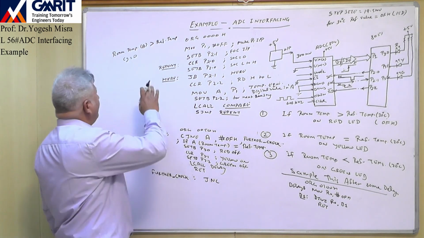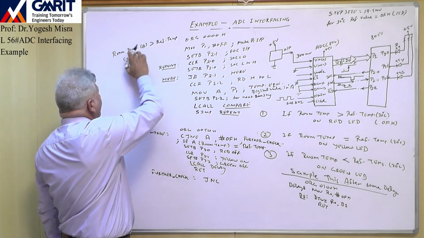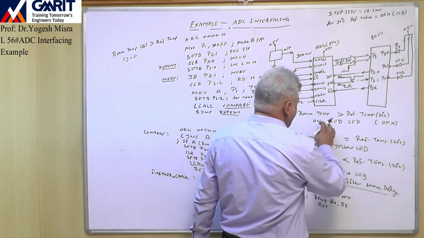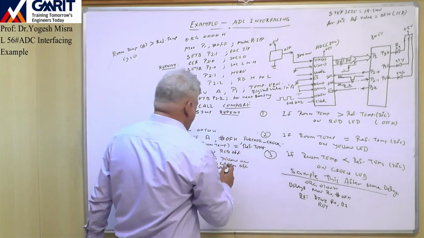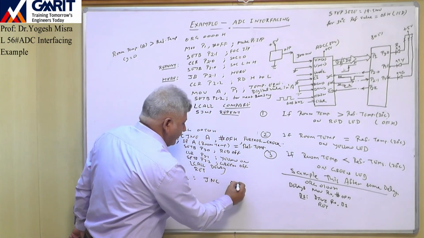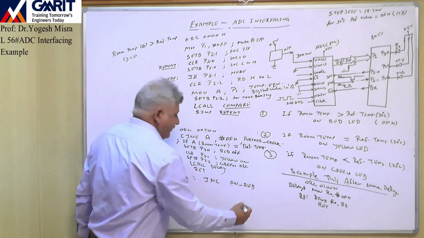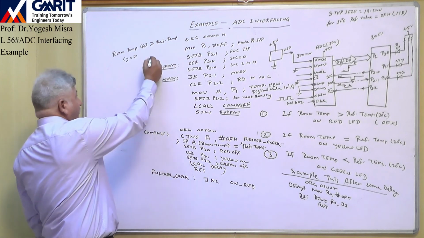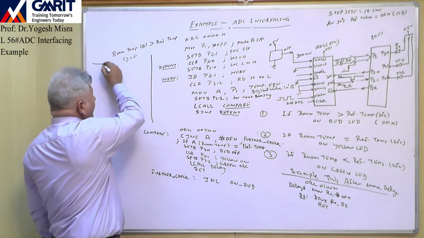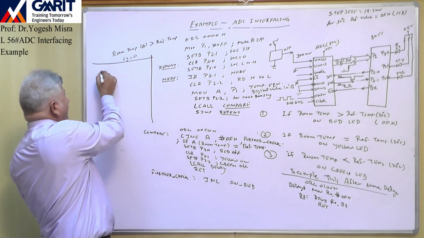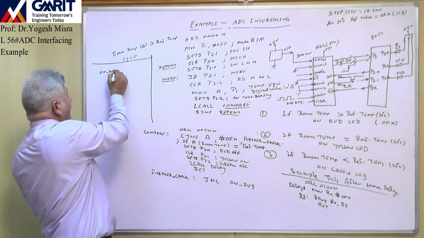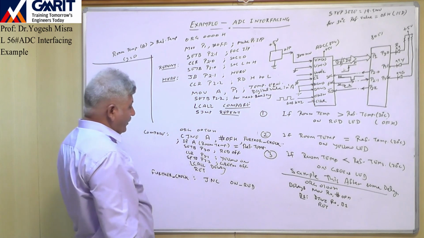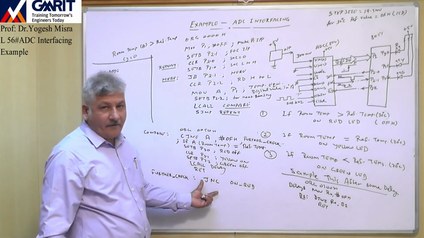So we will write the label. If this is the condition, then what do we have to do? Room temperature is greater than reference temperature, then we have to turn on the red LED. So I will write the label here, JNC on_red. I will write this label here, on_red. So the sequence of the program will come to this label when carry is not generated.